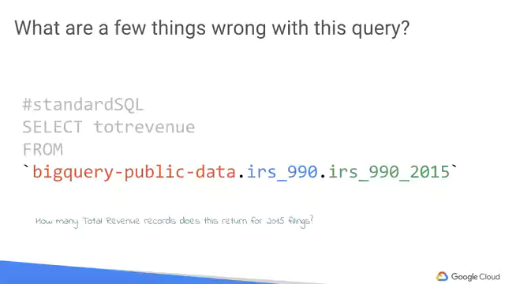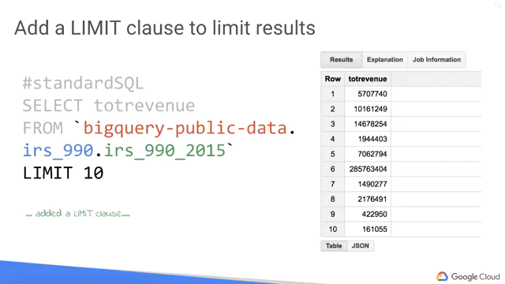Okay, so keep in mind what we're actually going to be returning here. Total revenue is not going to be the total revenue for all the filings in 2015. Total revenue is a field. So in actuality, what you're going to get back is just the total revenue for every single one of those records, you know, a million of the filings for 2015. Okay, so maybe we can limit the results to 10 so we're not just returning a bunch of data that we have to paginate our way through.